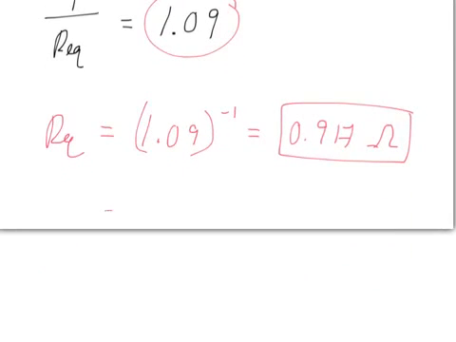Now let's draw the new circuit, what it would look like. So this new circuit would still have a positive and negative lead, but now we just have one resistor, and its resistance would be 0.917 ohms. This is still 9 volts.